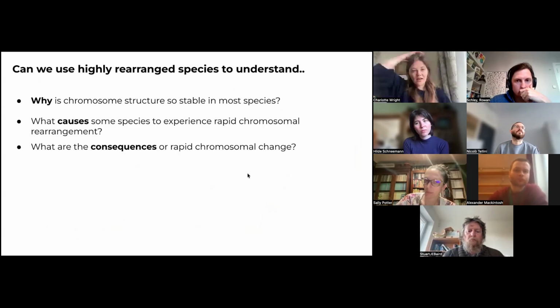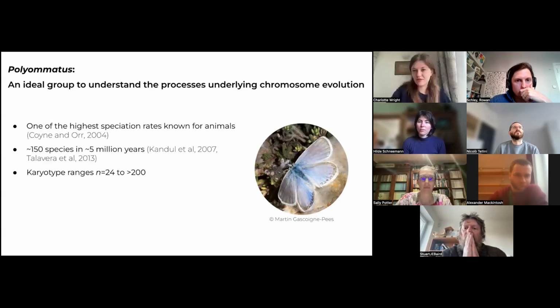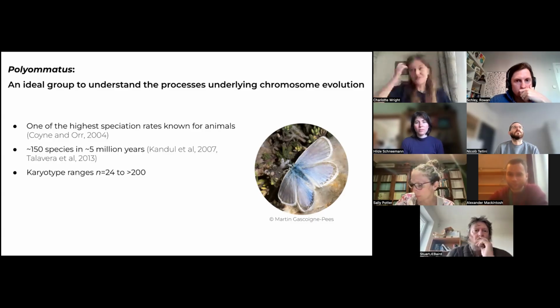So I think we can use these highly rearranged species to understand why chromosome structure is stable in most species, what causes some species to experience rapid rearrangement, and what the consequences of them are. And today I'll focus on just one of those lineages, Polyommatus, to start to answer these questions.